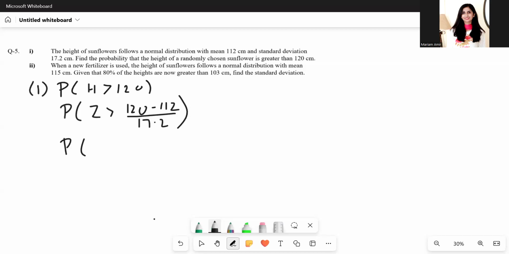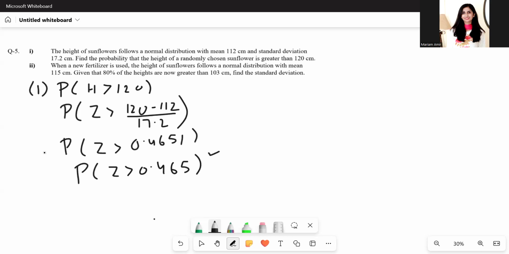So probability Z is greater than 0.4651. Now remember, the z-score goes to 3 dp only, so round this off to 3 dp. So what is the probability when the z-score is greater than 0.465? But this has to be corrected.